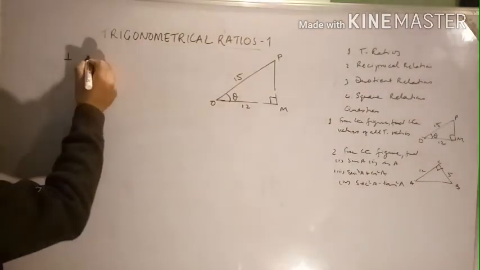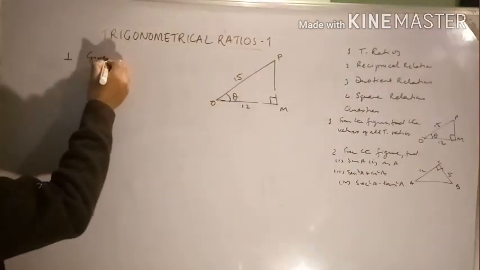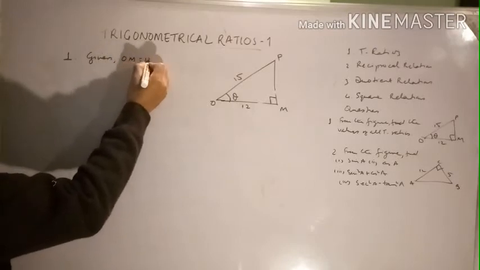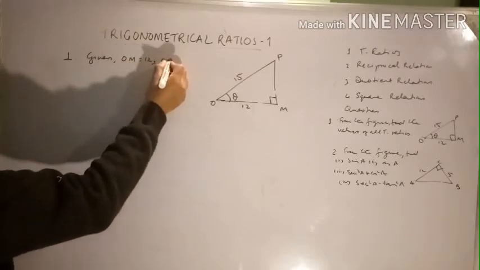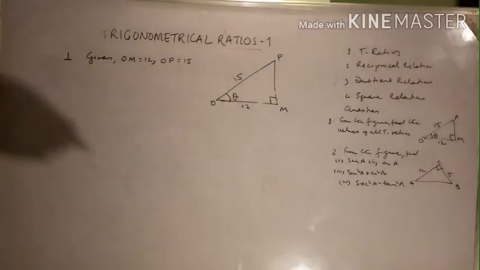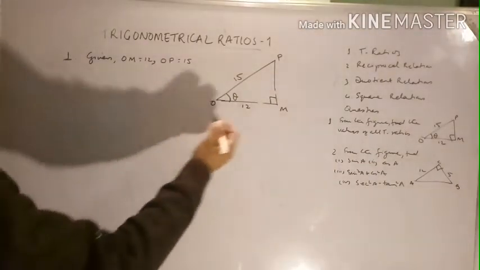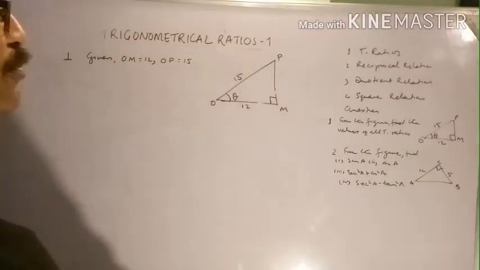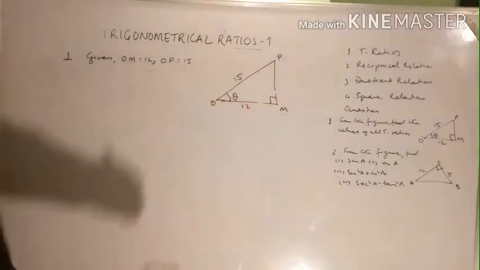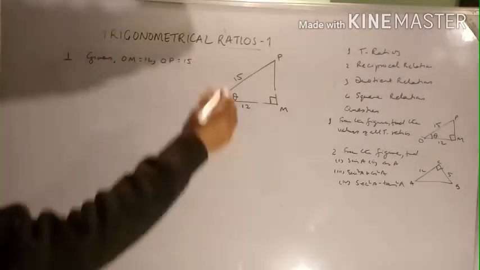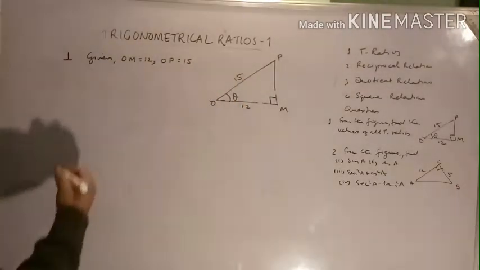So given OM is equal to 12 and OP is equal to 15. We have to find the values of all the trigonometric ratios. To find all the ratios, we need to know the length of PM also. So how do you find the length of PM? You know it is a right angle triangle, so we'll use Pythagoras theorem to find the value of the third side.